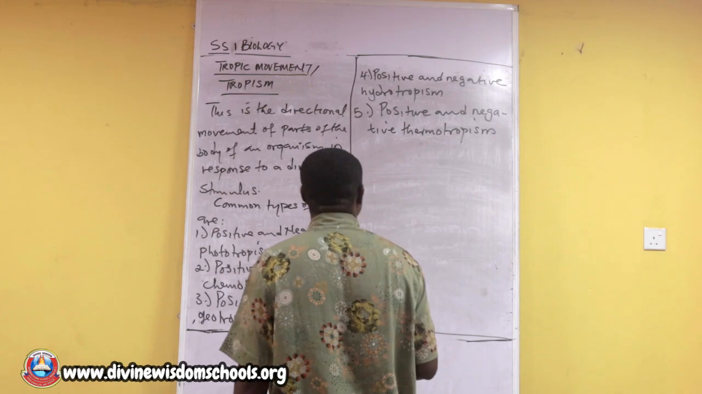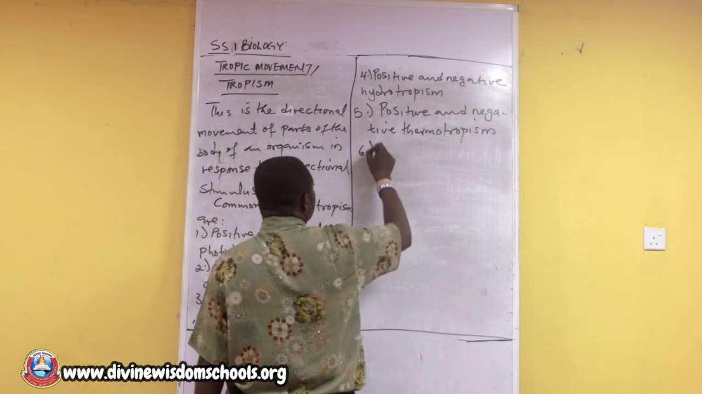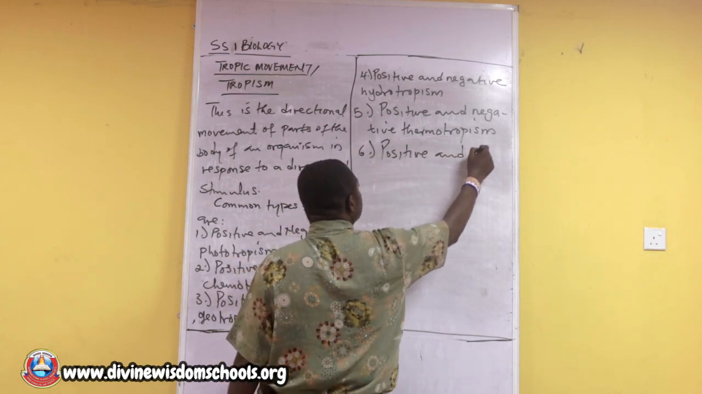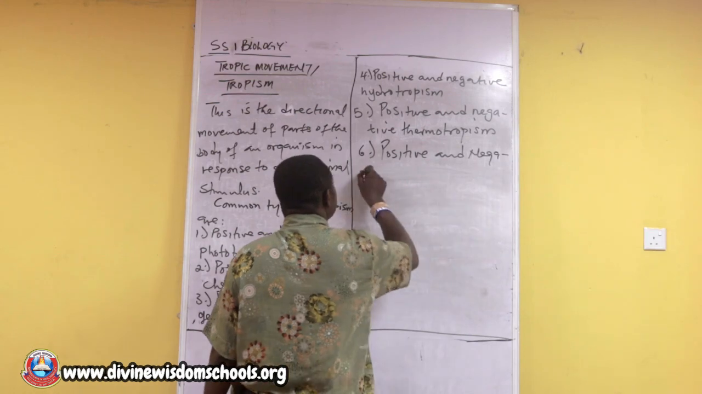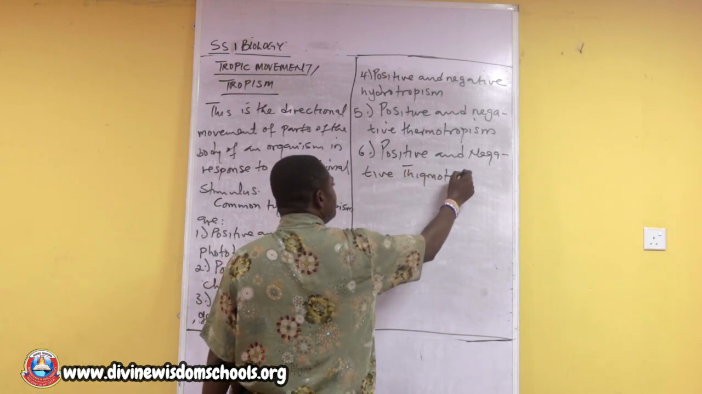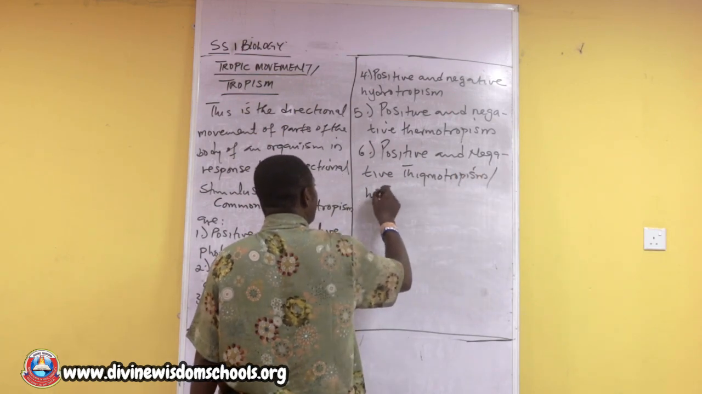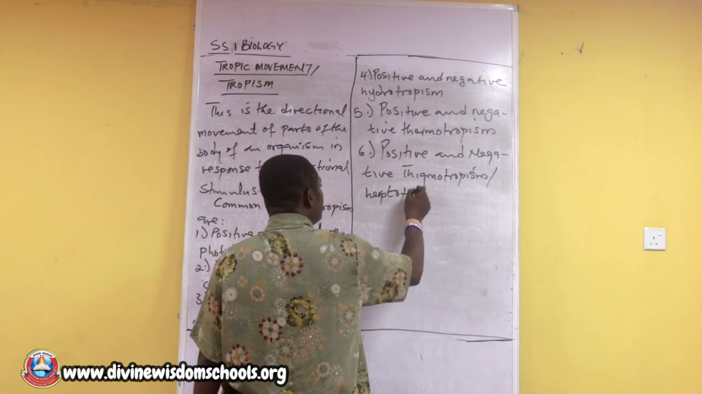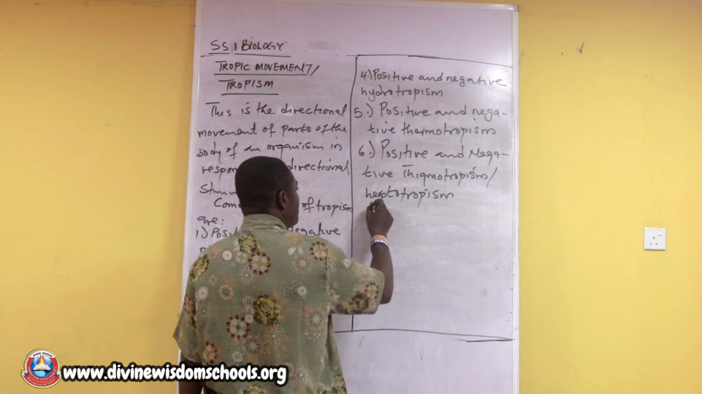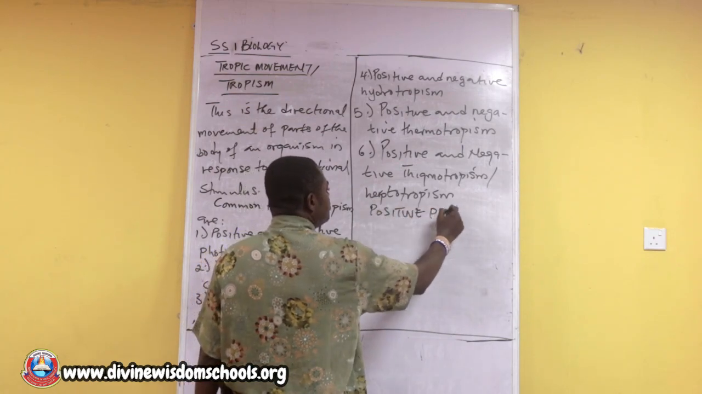So we have positive and negative thigmotropism or aptotropism. So let's take them one by one. Let's talk about positive phototropism.